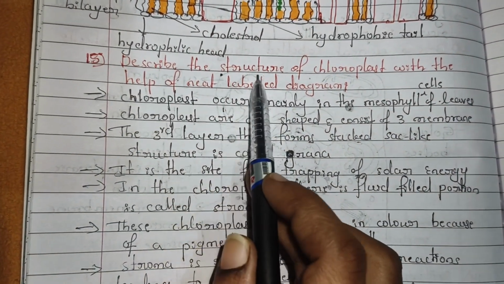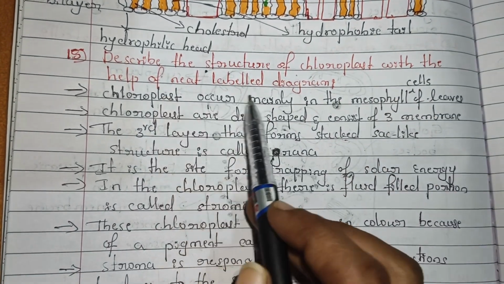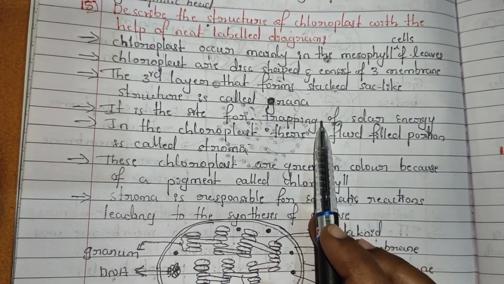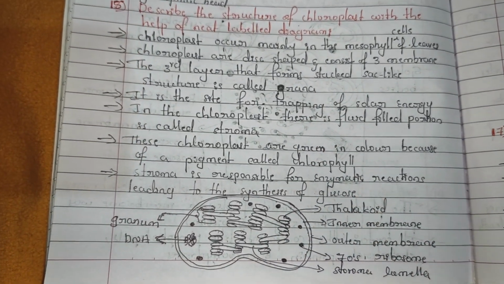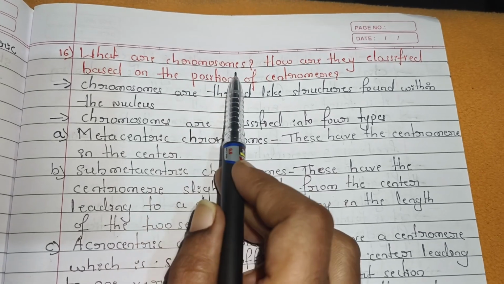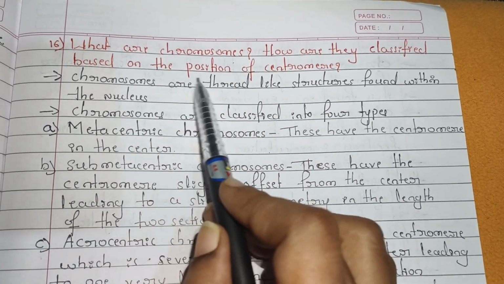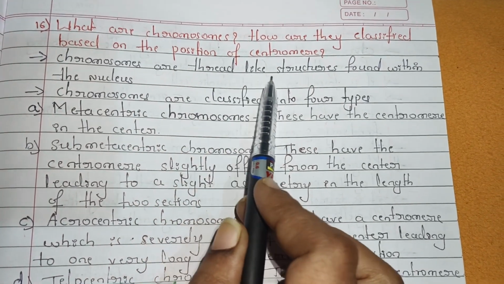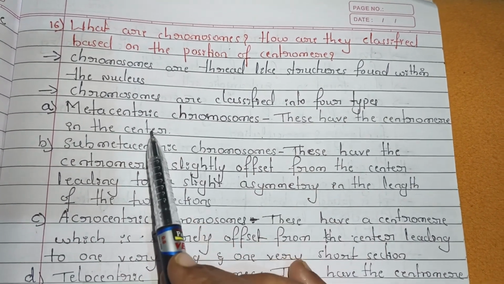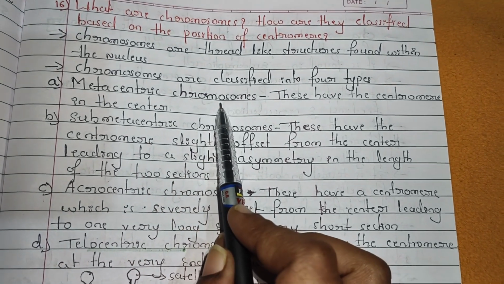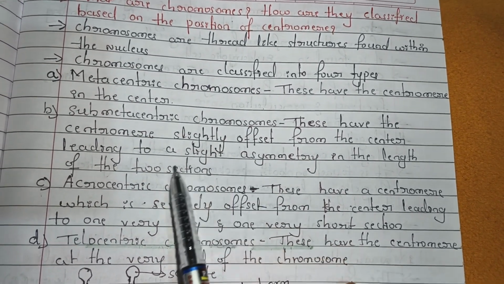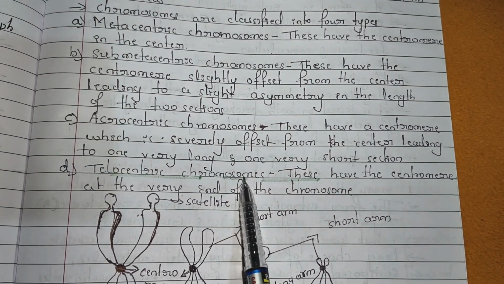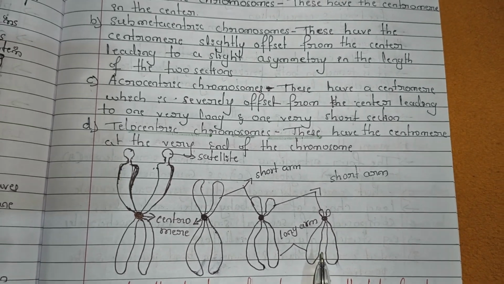And the next question is, describe the structure of chloroplast with the help of a neat labelled diagram. You have to describe the structure of chloroplast. Next question, what are chromosomes? How are they classified based on the position? Here we have to write the definition of chromosome. Chromosomes are thread-like structures found within the nucleus, and the types are metacentric chromosome, submetacentric chromosome, acrocentric chromosome, and telocentric chromosome, with explanation. There is a diagram also, you have to practice.